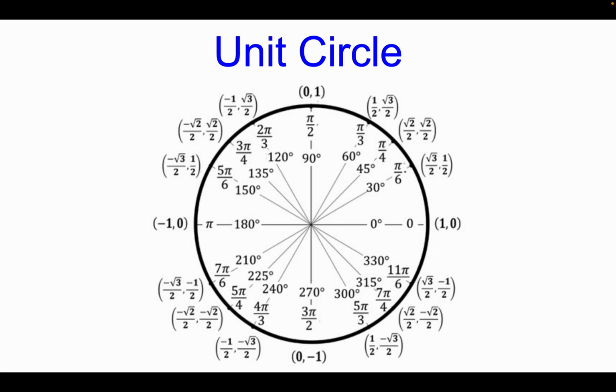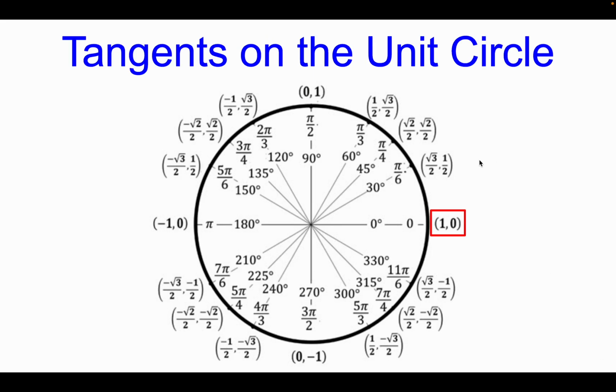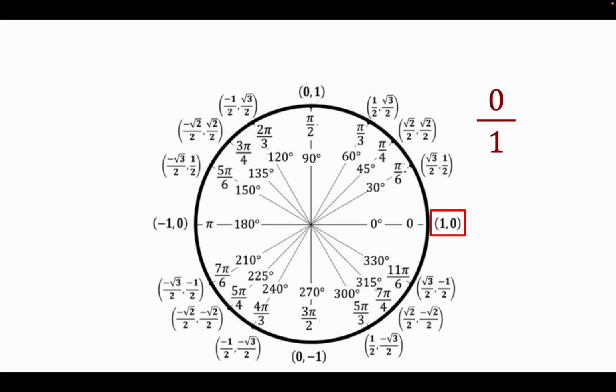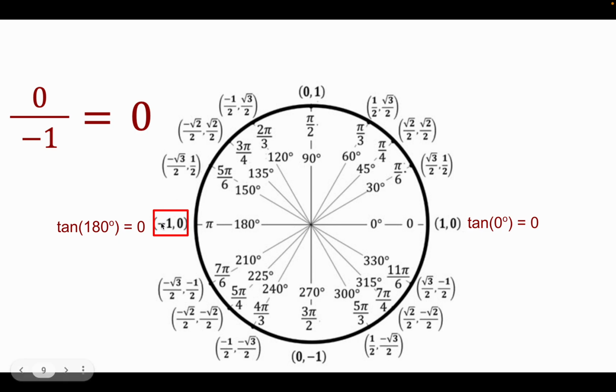So if we look at our unit circle, we're going to start by calculating the tangent of this point at (1, 0). Again, our formula is y divided by x. So we take that y-coordinate, 0, divide by 1. 0 divided by 1 is 0. So that means the tangent at 0 degrees is 0. And it's a very similar result at 180 degrees. The tangent of 180 degrees is also 0 because 0 divided by -1 is 0.